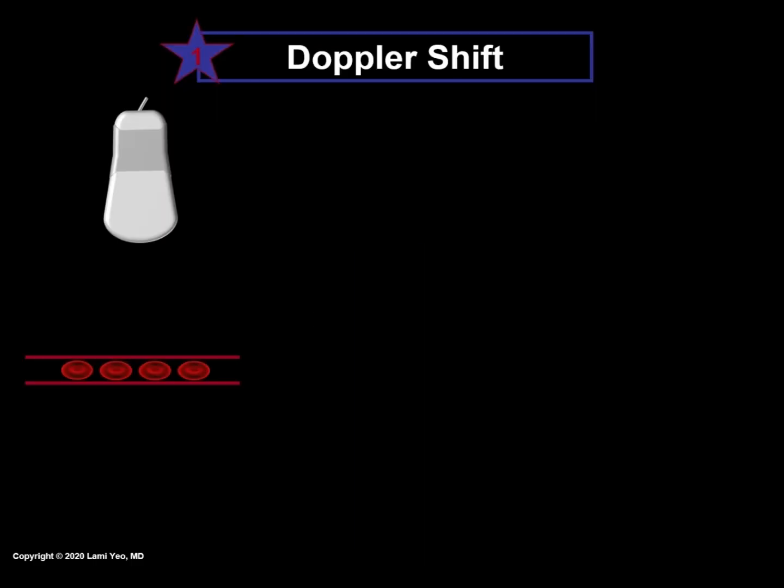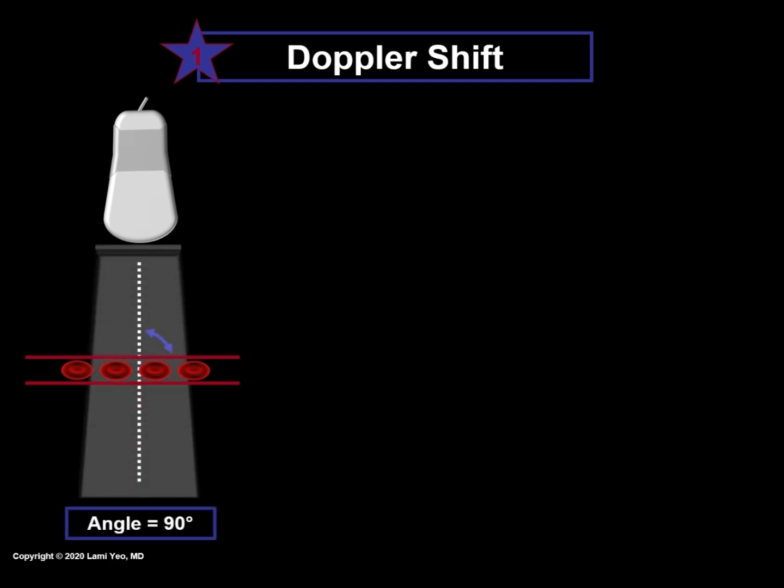Here are three examples of how the Doppler shift works. The angle of insonation is defined as the angle between the ultrasound beam and blood flow direction. This is a very important parameter when performing color Doppler sonography. In the first example, the ultrasound beam and blood flow are perpendicular or 90 degrees to each other. Therefore, the angle of insonation is 90 degrees.